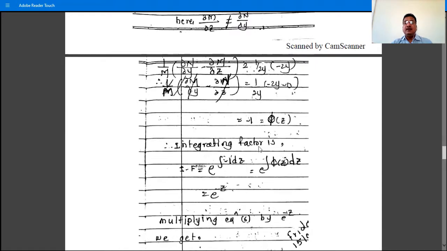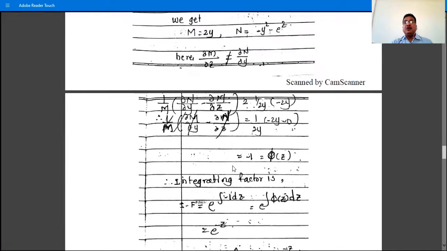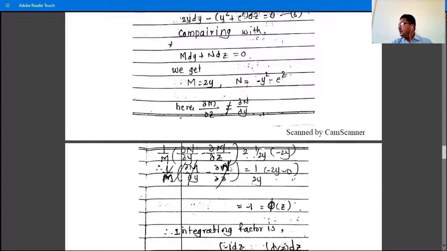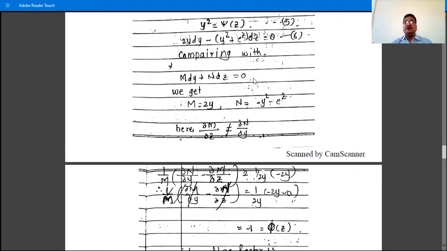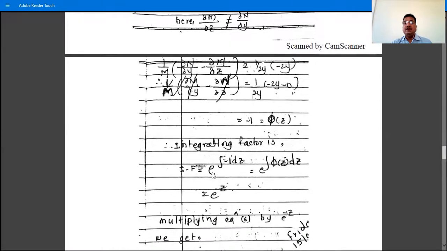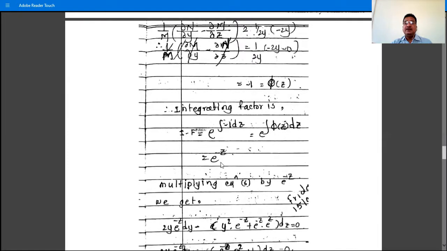And therefore we find the integrating factor I is equal to e raised to the integral of minus 1, that is phi z dz. So convert the theory of M dx plus N dy to M dy plus N dz is equal to 0. So actually the integrating factor is e raised to integration phi x dx or phi y dy. So here phi z dz. So phi z is minus 1, and this is the general formula. Then integration of minus 1 is minus z. E raised to minus z is the integrating factor.